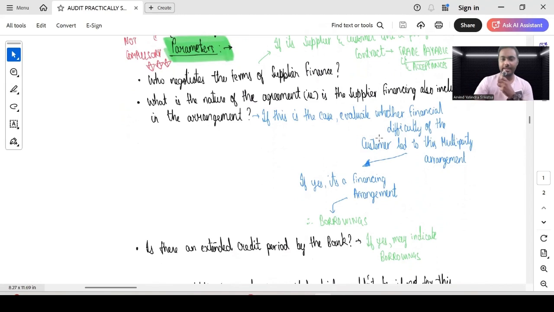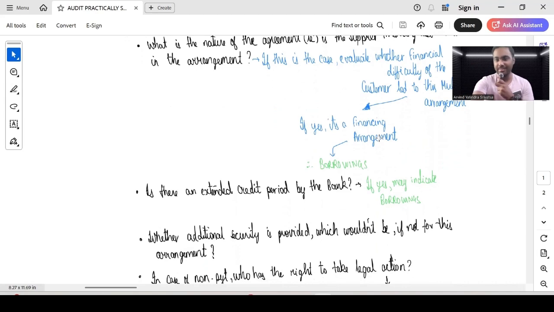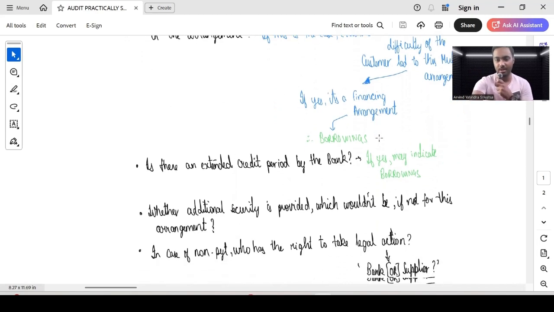Next, is there an extended credit period by the bank? Yes. In our second case, as we discussed, there was an extended credit period by the bank. So it is an indication of borrowings, because the ideal credit period, which in our example was 45 days, but the customer entity was offered a credit period of 60 days, right? Next, whether additional security is provided, which wouldn't be if not for this arrangement. The security part was not there in the discussion. If security had been provided, we would have been more inclined towards the borrowing classification rather than the acceptance classification. I hope you understood this case.